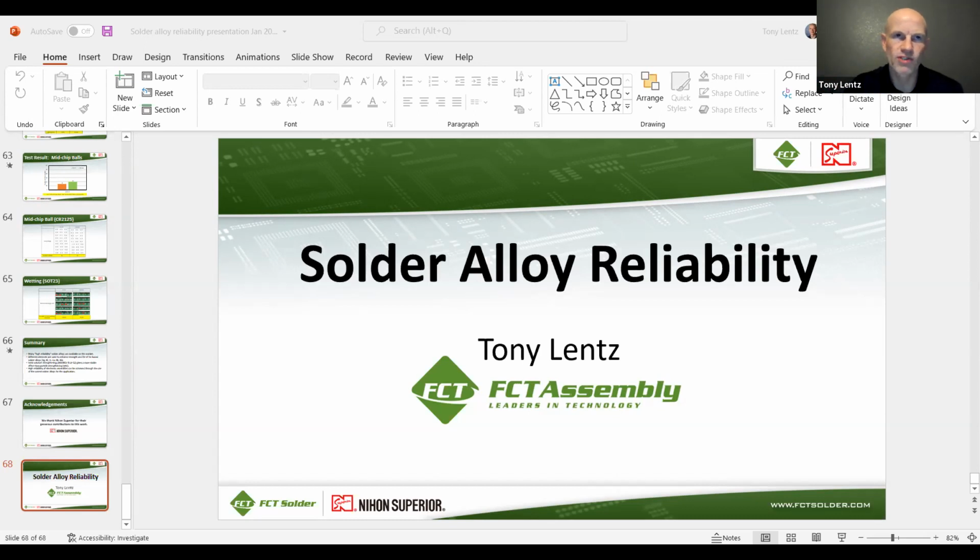There were mostly 4 mil stencils used. I'd have to look back at some of the initial data that I showed. I don't recall off the top of my head what they were for those, but for the last few slides, it was 4 mil thick stencils.